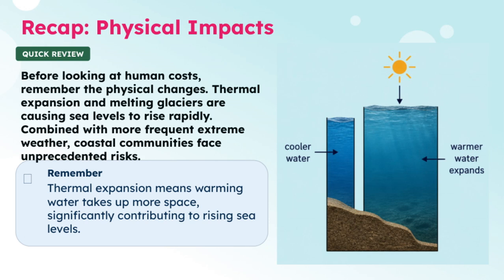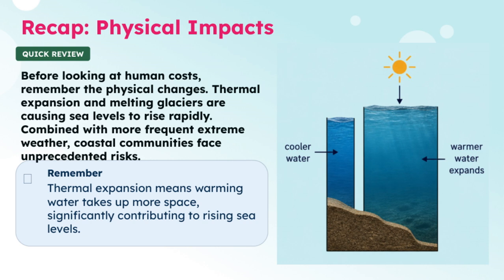One major impact is sea level rise. Sea levels are rising for two main reasons. The first is thermal expansion. As ocean water warms, it expands. Because warmer water takes up more space, sea levels rise. The second is the melting of land ice, such as glaciers and ice sheets. When this ice melts, the water flows into the oceans and increases sea level.